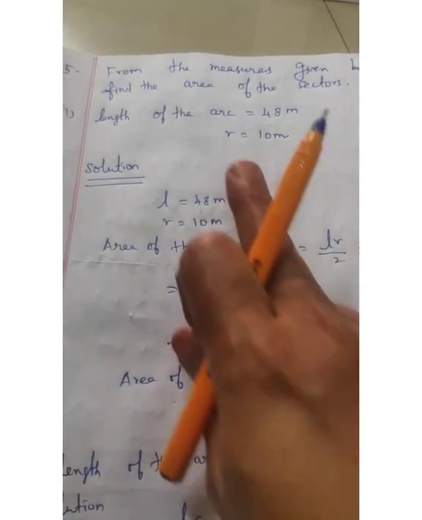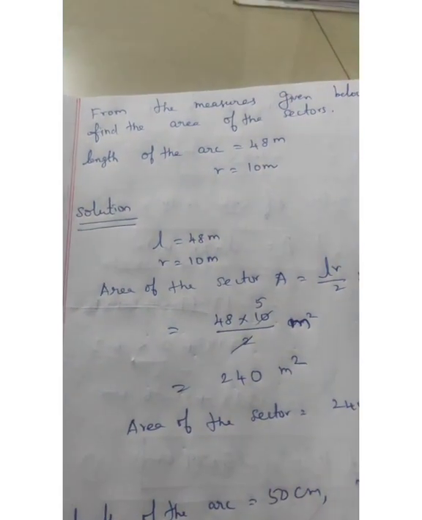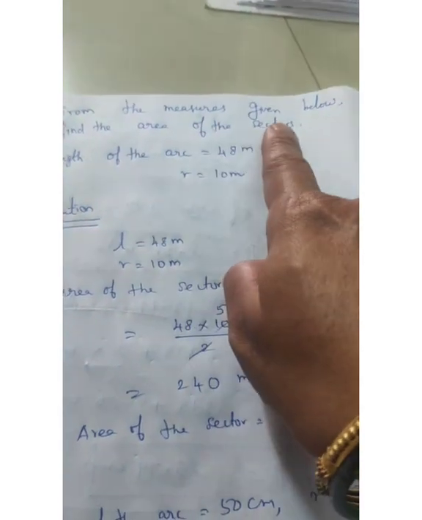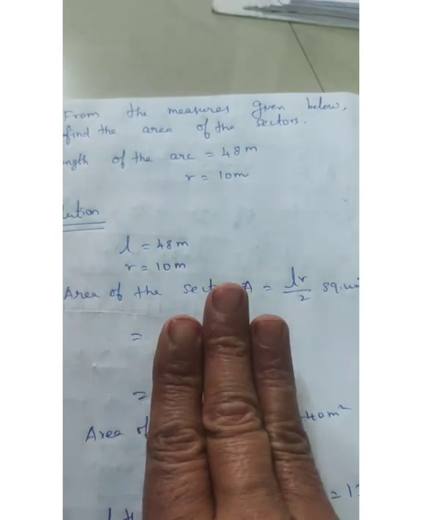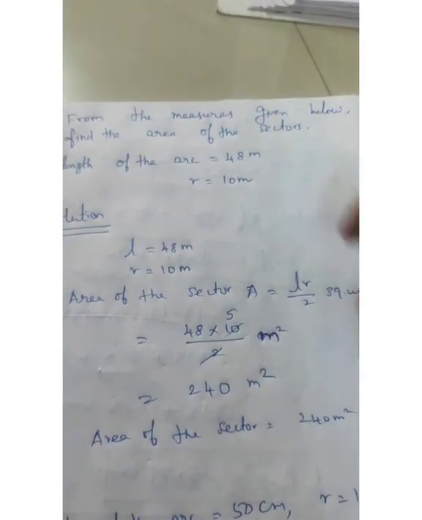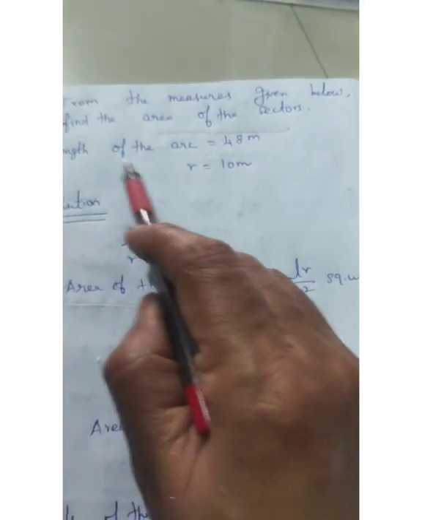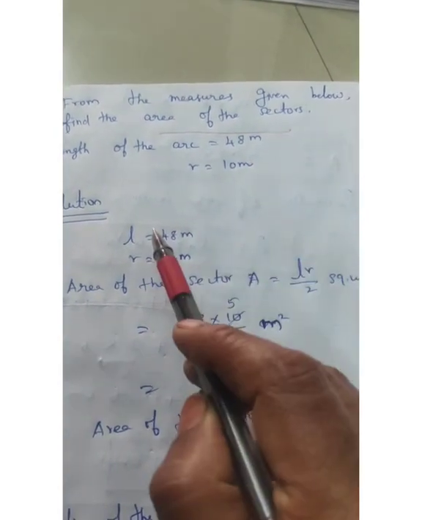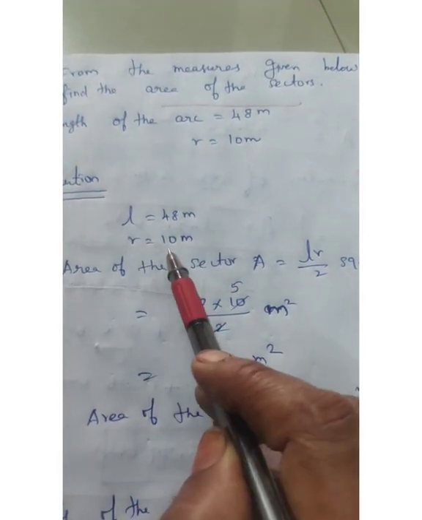Fifth sum is very easy. Only find the area of the sector, so you must read the formula from the measures given below. Find the area of the sector. Before, you did 3 steps; this sum is only 1 step. Length of the arc equal to 48 meter, R equal to 10 meter. L equal to 48, R value equal to 10.